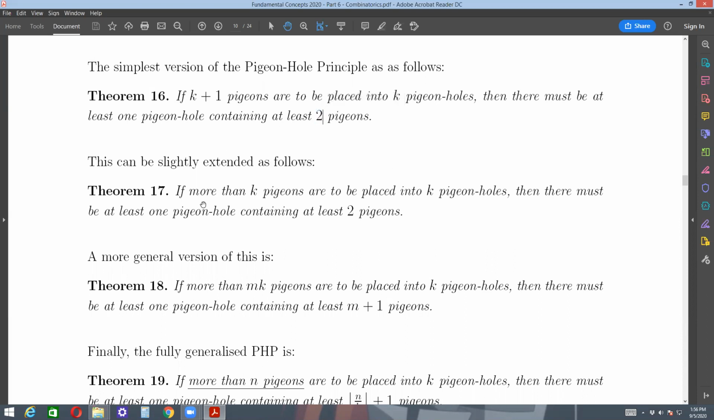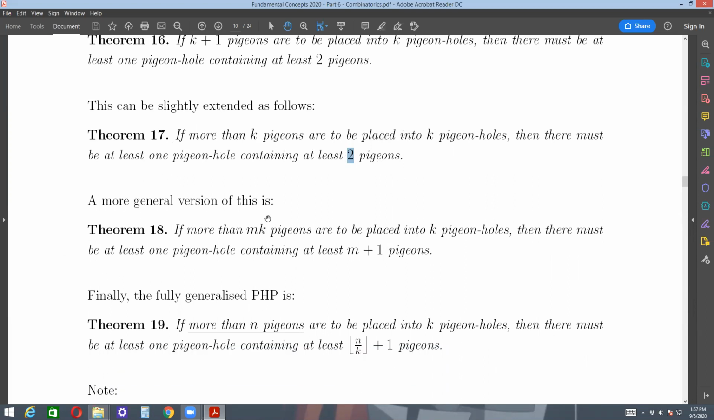Actually, what I said is a more generalized version. This is just if you had k plus 1 and k, but if you had more than k plus 1 as well, so if you had k plus 2 or k plus 3, or in fact, as long as you have more than k pigeons and you're trying to place those into k pigeonholes, there will always be at least 2 pigeons in one of the holes. It's possible that there will be more than 2 pigeons in a hole, or that there are 2 holes containing at least 2 pigeons. But what the theorem says is that there is at least 1 pigeonhole containing at least 2 pigeons. So it could be more.